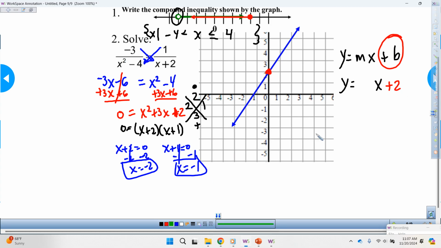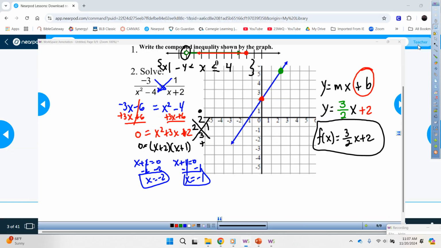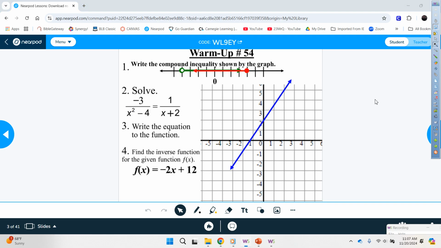And we need a rise over run. So let me add another point. Let's see, how about this one right there? So we're going from here to there. Therefore, what's our rise over run? Three over 2 looks about right. And then all we need is to change it to function notation, f of x. 3 over 2x plus 2. Hands, have you got that? All right. And last but not least, number 4, inverse.